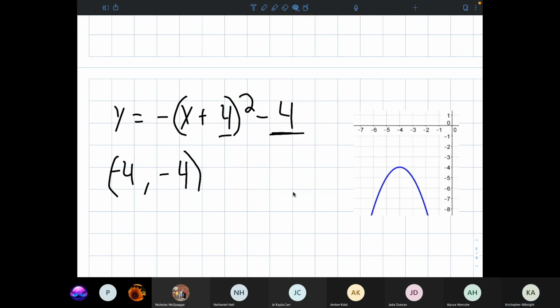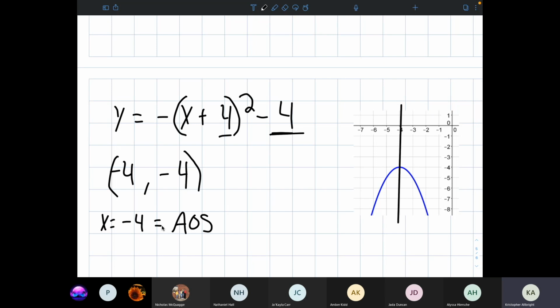Okay, so this is our graph. Now that we've identified it, we can tell more useful information about it. We can tell that our axis of symmetry is right here, which is -4. So it is x equals -4. This is our axis of symmetry, just AOS for short.